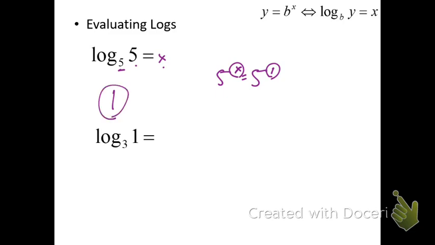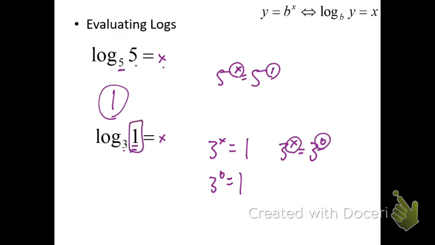Now this one, anytime you have a 1 inside the log like this, regardless of what the base is, most times, this would be 3 to the x is equal to 1. Well, 3 to the 0 power is equal to 1. And if you don't like looking at it that way, you could also have 3 to the x is equal to 3 to the 0. That's another reason why whenever you have a 1 in here, the answer is going to be 0 if you're evaluating.